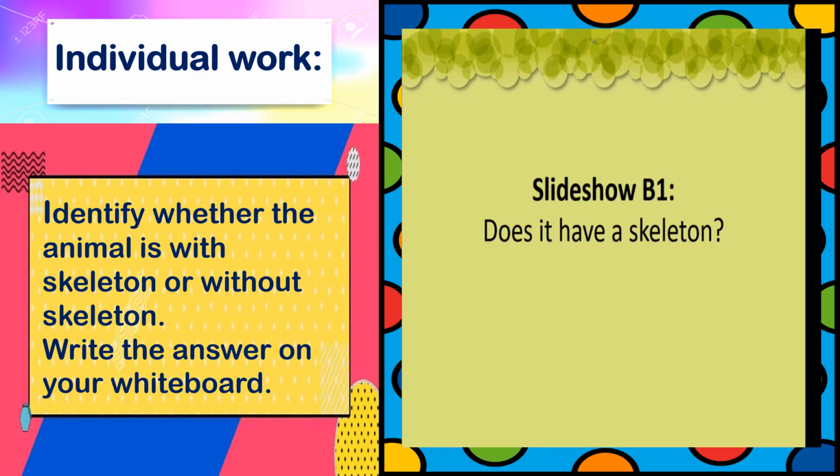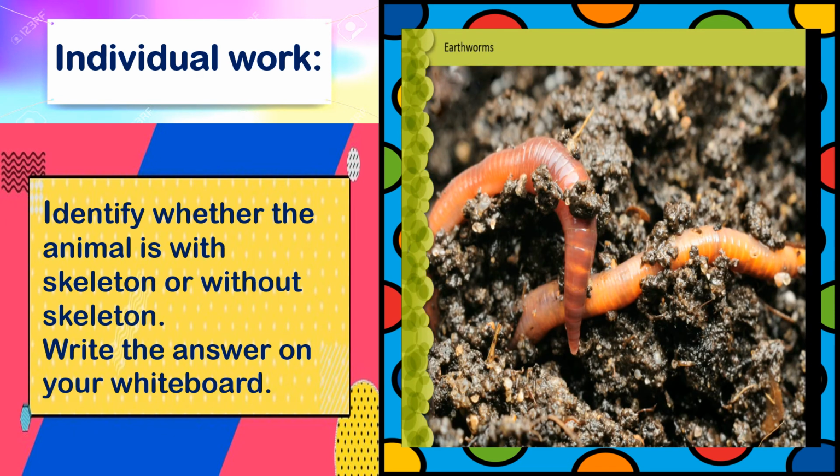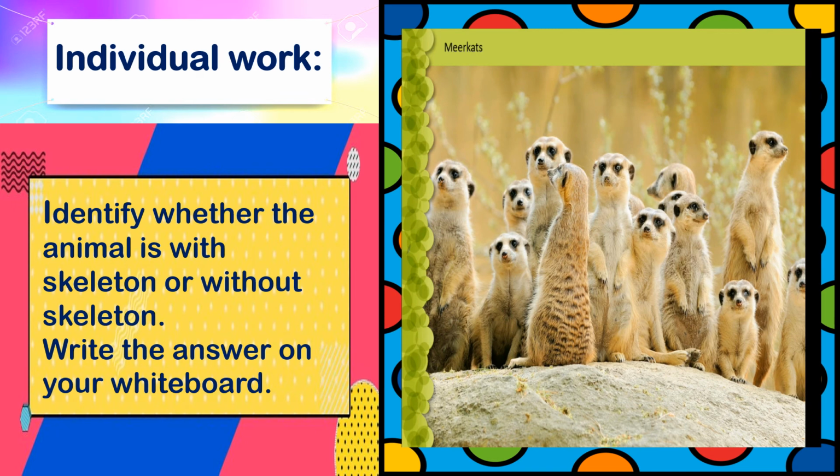Now, you will have an individual work. What you're going to do is to identify whether the animal is with skeleton or without skeleton. Write the answer on your whiteboard. You're going to see this slideshow. Does it have a skeleton? So you will identify whether each animal is with a skeleton or without skeleton.